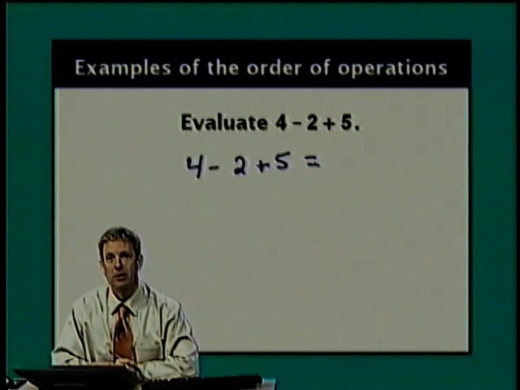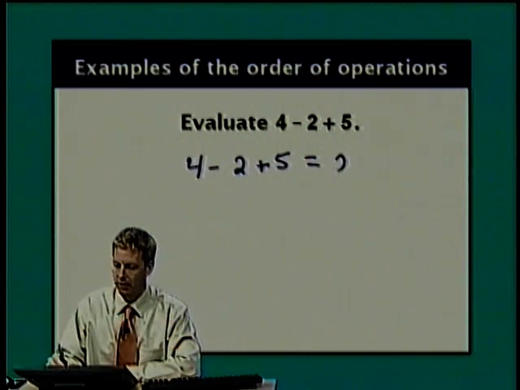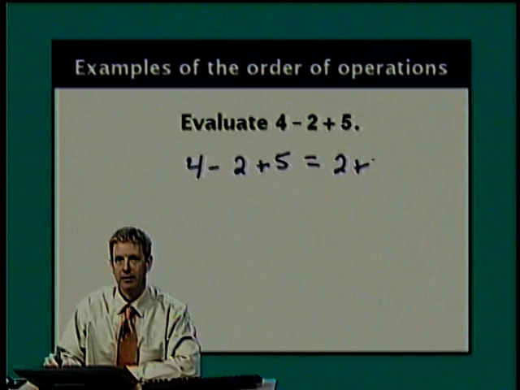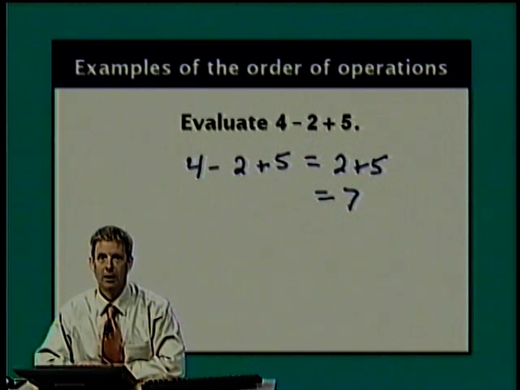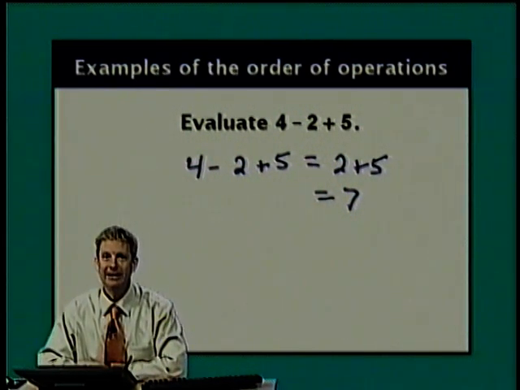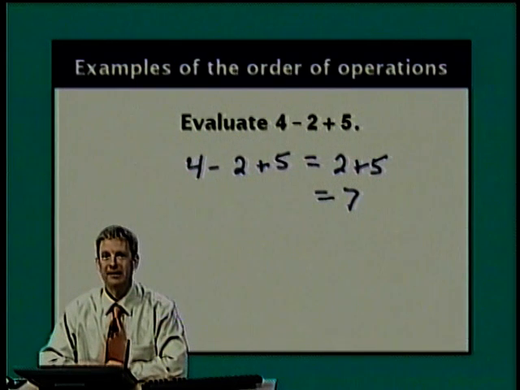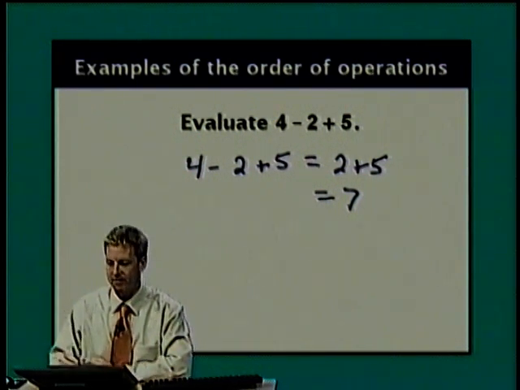The first thing I'm going to do is find 4 minus 2, which is 2, and I still need to add 5, and 2 plus 5 adds to 7. Was it really important that I did this left to right? Well, let's see what would have happened if we had done the sum first.